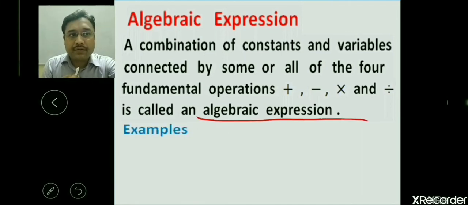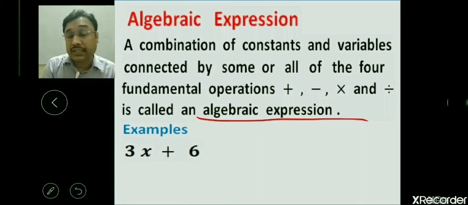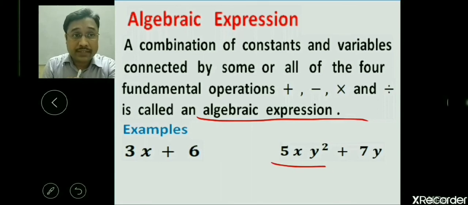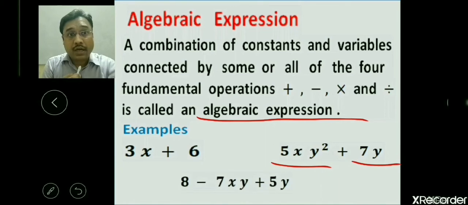For example, we can have 3x plus 6. Here 3 into x, that means between 3 and x a multiply operation is there, then plus 6. So plus is also used here. Now here also you can see multiply and plus operation, 5 into x into y square, that is 5xy square plus 7 into y. So this is also an algebraic expression. Now 8 minus 7xy plus 3y. This algebraic expression contains 3 terms. Okay. So this way you can understand what an algebraic expression is.